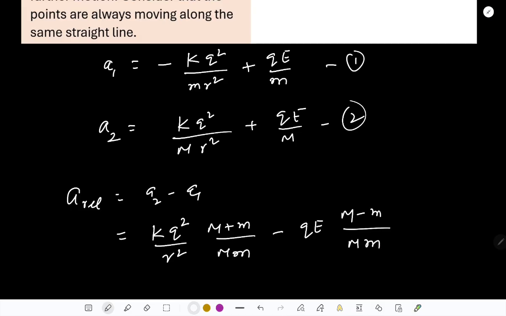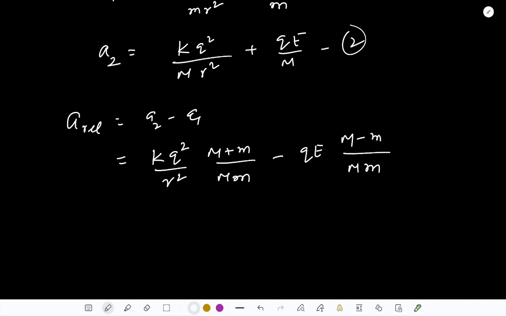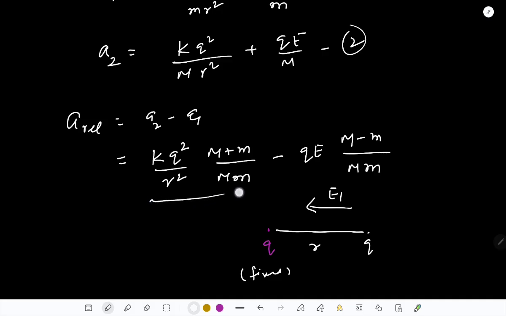I have deliberately put a minus sign here, so that I will be able to write down something else. I can think like I have a fixed point charge q here, and there is another point charge q here at a distance r from it, and this one is fixed and this can move, and there is also an external electric field E1 in this direction. This one is fixed and this one is moving at a distance r, all from the basis of this equation.